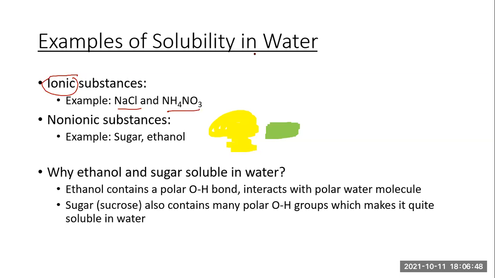But there are also some non-ionic compounds that are also very soluble in water, things like sugar, things like ethanol. So why is something like sugar or ethanol also soluble in water? If I draw something like ethanol here, we'll borrow the yellowness that's already on the page.